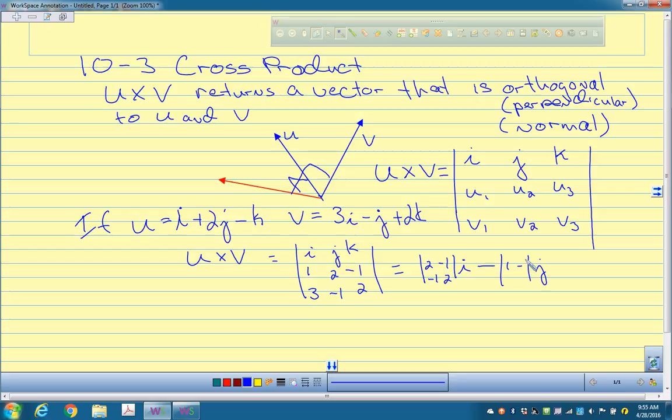1, -1, 3, and 2, right? You cross out this column and this row, j. And then you go plus something, k. And to get that, you cross out this column and this row. 1, 2, 3, -1. No, not 1, 2, 3, 4.